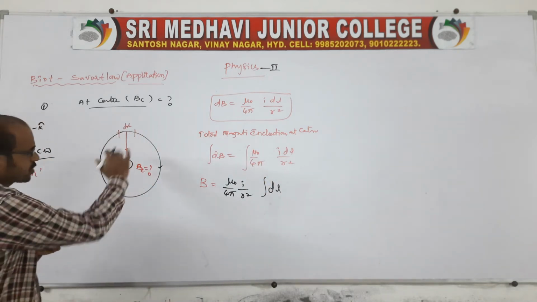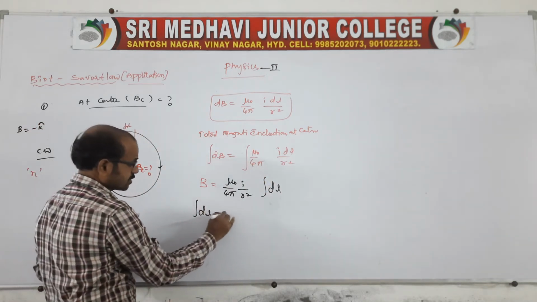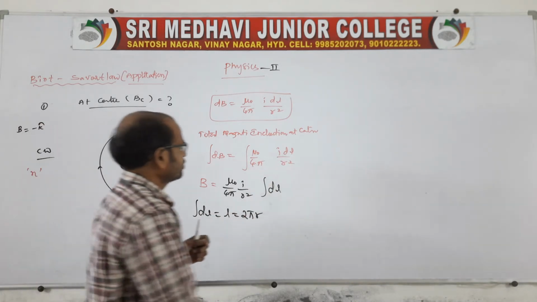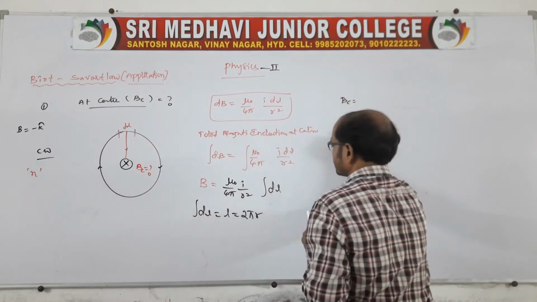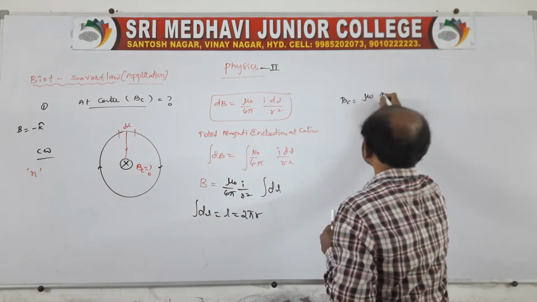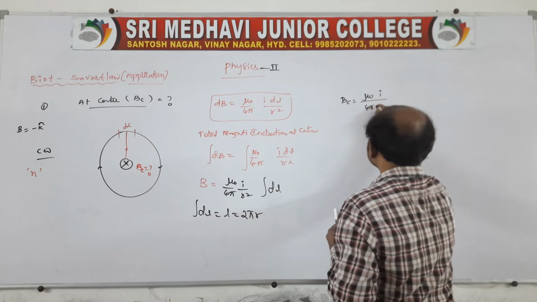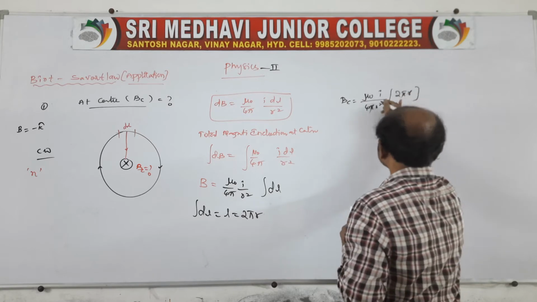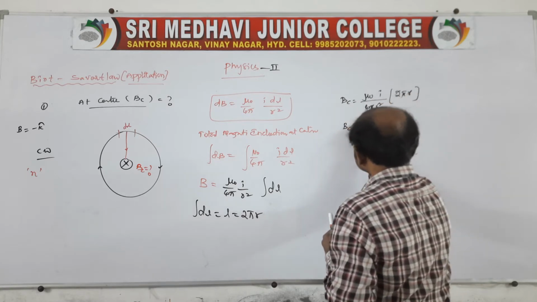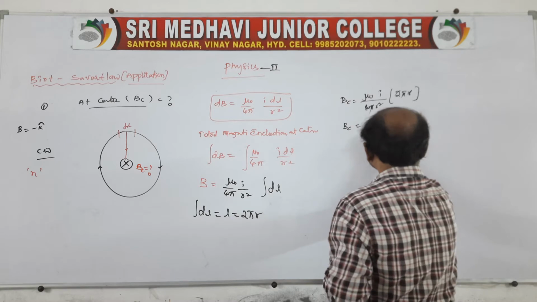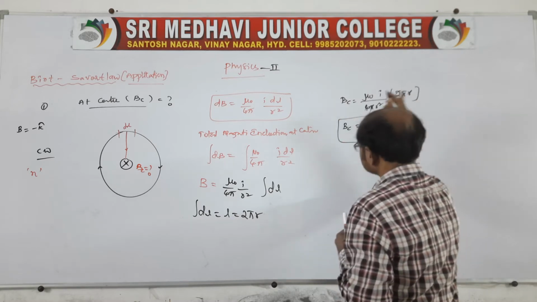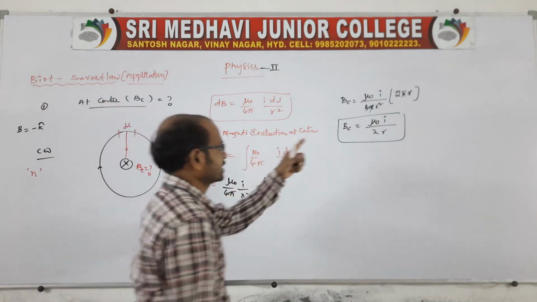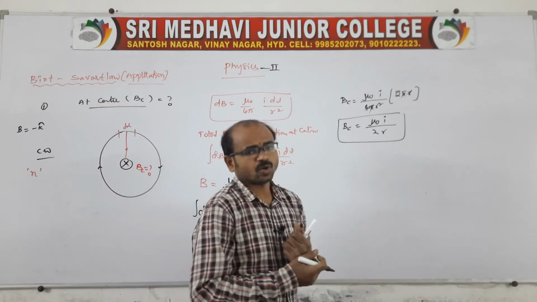Of course it is a circular coil, no? The length of the circular coil is nothing but L, the circumference, which is 2 pi r. Therefore BC at the center is mu naught I by 4 pi r square into 2 pi r. So pi is cancelled, r is cancelled, 2 is cancelled. At the center it is mu naught I by 2r. It is the BC at the center. So the magnetic induction at the center of the circular coil will be BC equal to mu naught I by 2r.